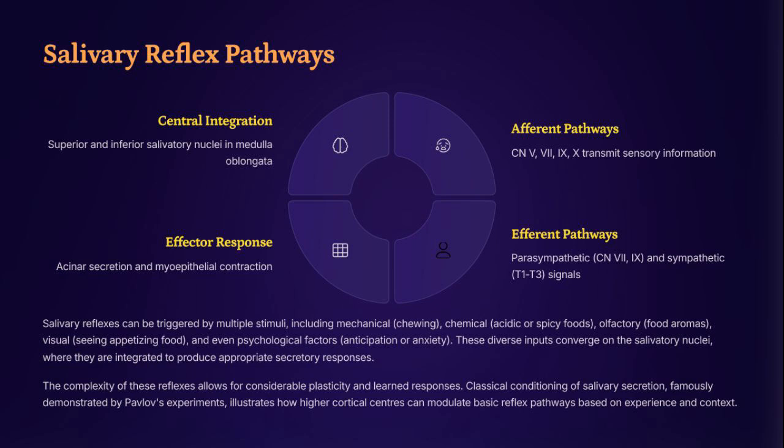salivatory nuclei. These act like control hubs that process incoming information and send motor signals back out to the salivary glands. From there, efferent, outgoing, signals are sent through parasympathetic and sympathetic nerves to tell the glands exactly what type and how much saliva to produce. The parasympathetic nerves, via cranial nerves 7 and 9, control watery secretion and blood flow, while sympathetic fibers, from spinal levels T1 to T3, influence protein content and viscosity.